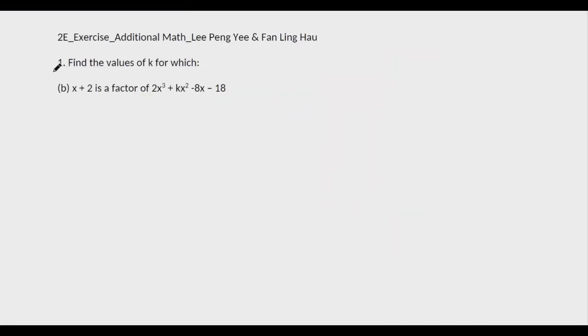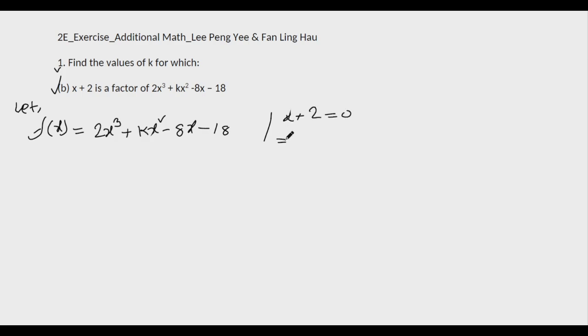Now let's solve 1b. As before, we should take x as a function. Let f of x is equal to 2x cubed plus kx squared minus 8x minus 18. As before, let's find the value of x by putting x plus 2 is equal to 0. Then we will get x is equal to minus 2.